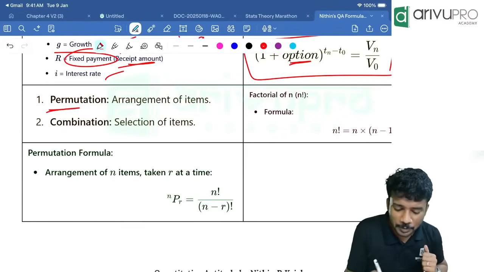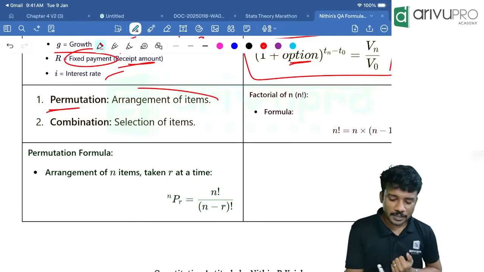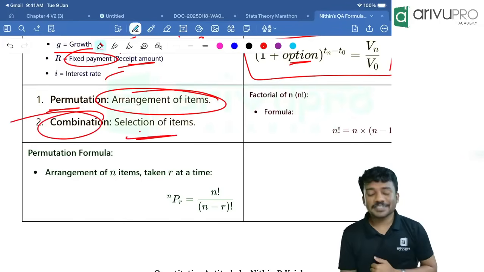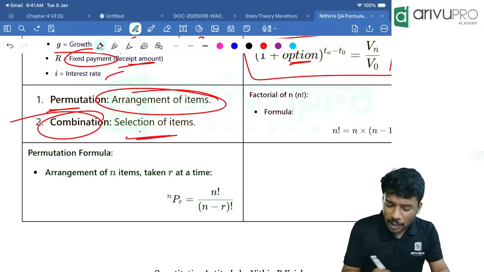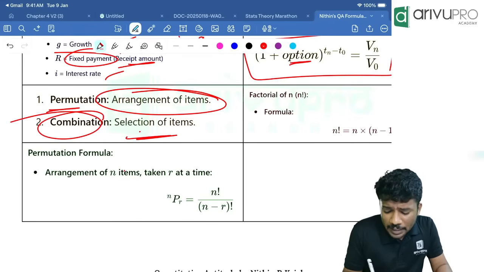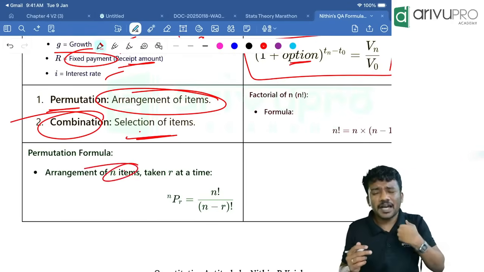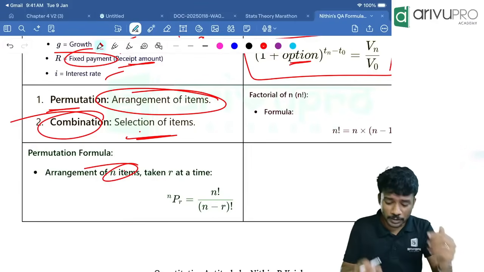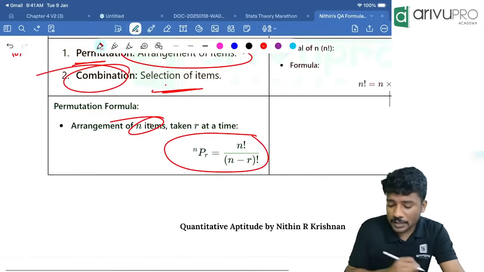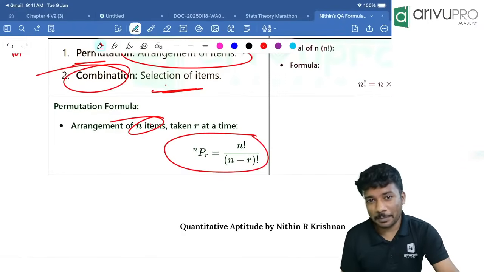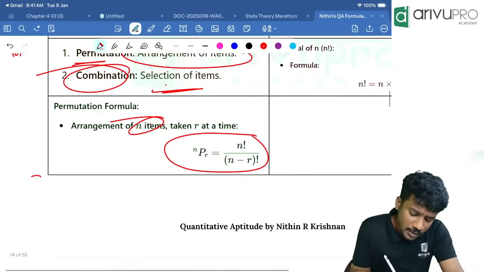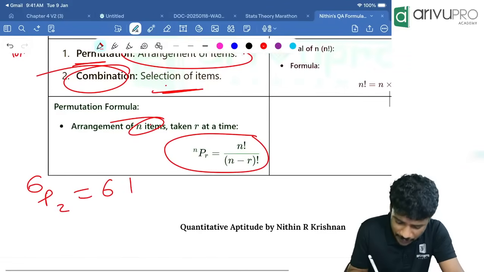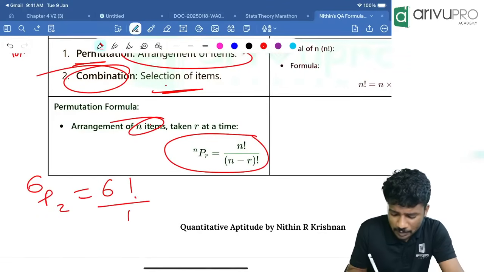Now people, coming to permutation. Permutation is basically the arrangement of items, while combination is the selection of items. Very important part. Now, we need to arrange R items from N items. That is nothing but NPR is equal to N factorial divided by N minus R factorial. For example, 6P2 is nothing but 6 factorial divided by 6 minus 2, that is 4 factorial.